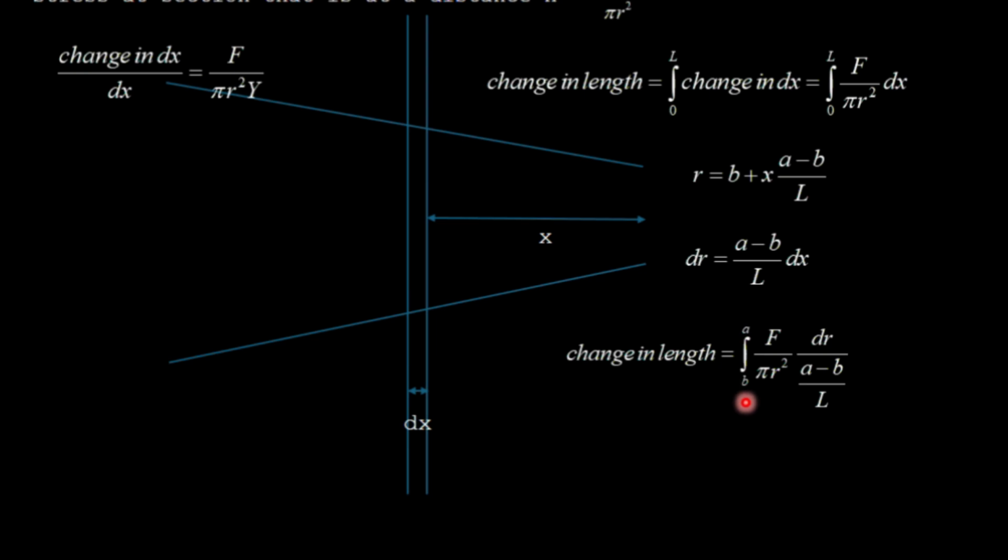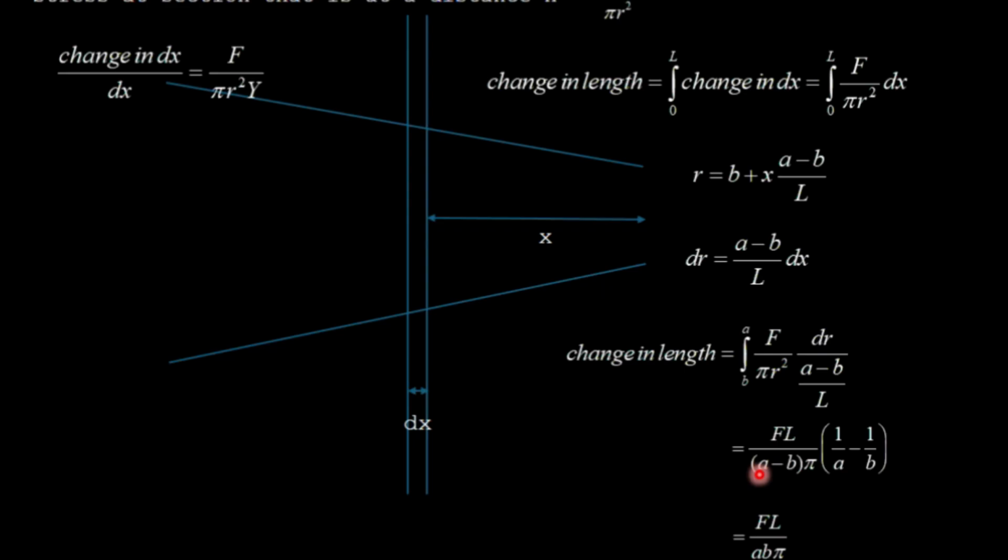So the change in radius is from b to a, so it is now limits of r, since it is dr here. Whatever comes after d, the limit has to be put of that quantity. Okay, and then we have to solve it. So we are getting this expression, which is the total extension in the rod, FL over Eabπ.